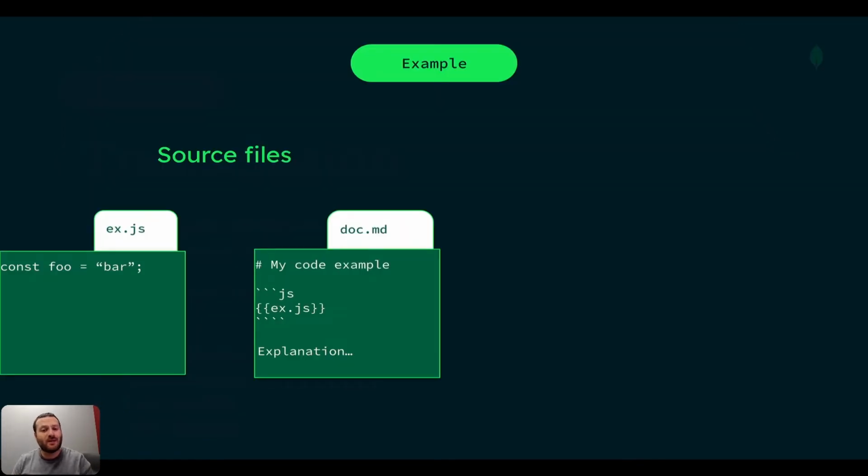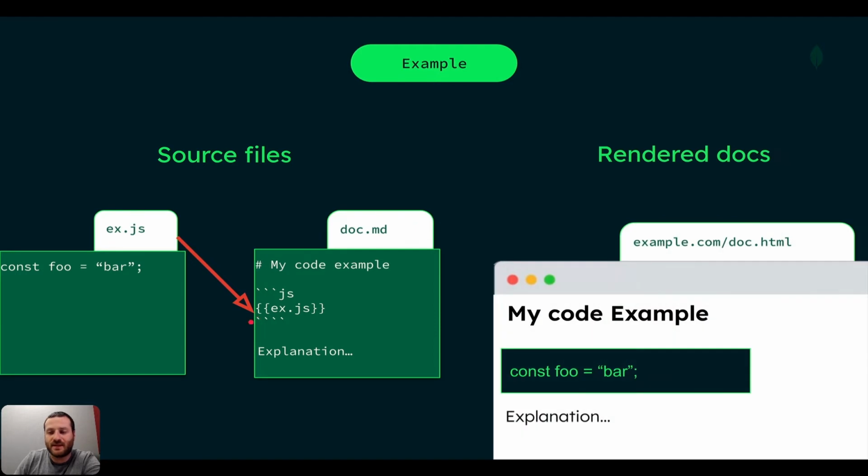Now let's take a quick look at an example of how we can use transclusion to bring code examples from our source files into our docs. So to the side here, we have this x.js file with some code. Then we're going to transclude it into this documentation file with this x.js, which would create a rendered output looking something like this, where the code lives now within the documentation.